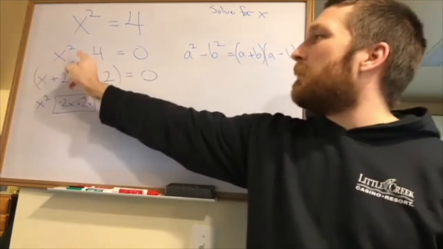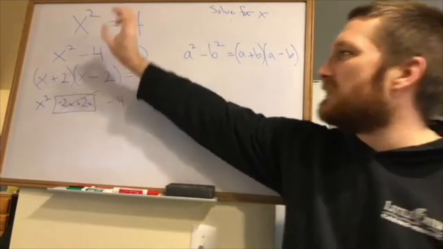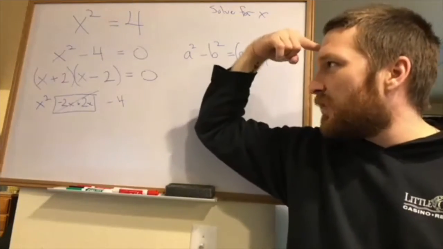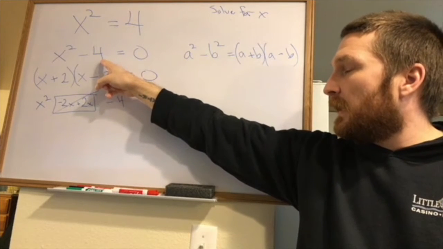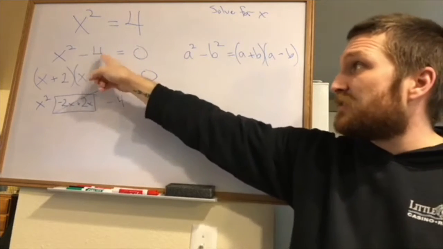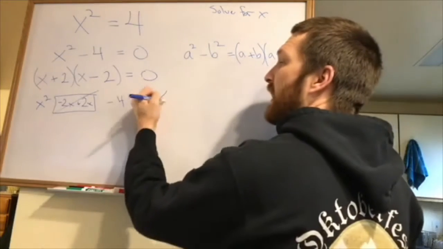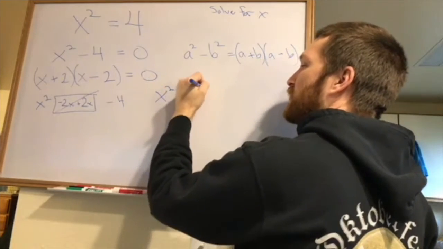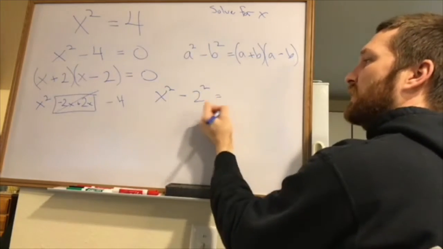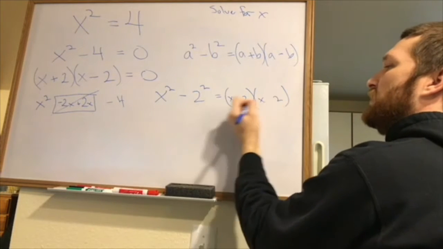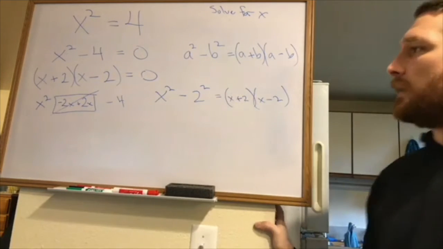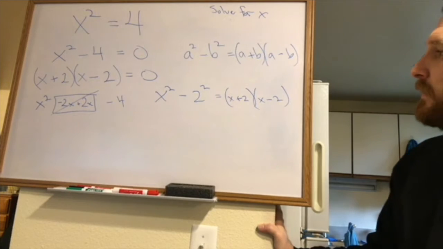When you see something squared minus something else, just a number by itself, the first question in your head is: is that something squared? Yeah, in this case it is. That's just 2 squared. So we have x squared minus 2 squared. That's a difference of squares, so it's going to be an x and a 2, an x and a 2, and then we have to have opposing signs.